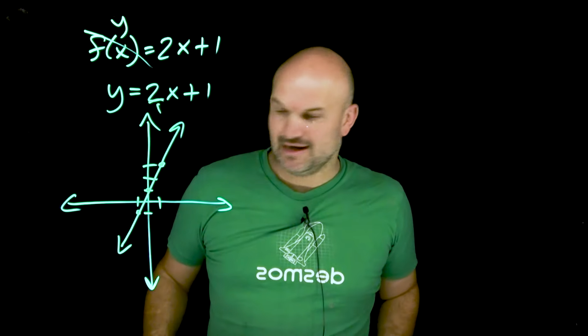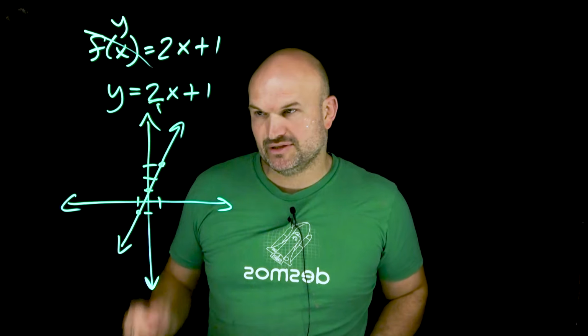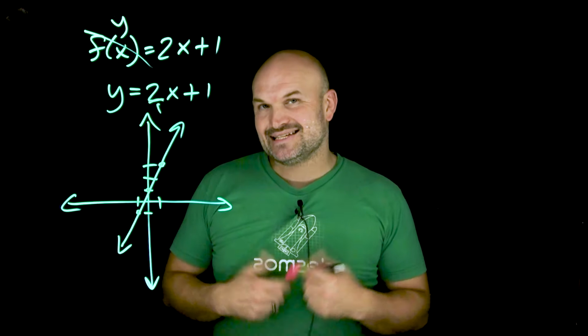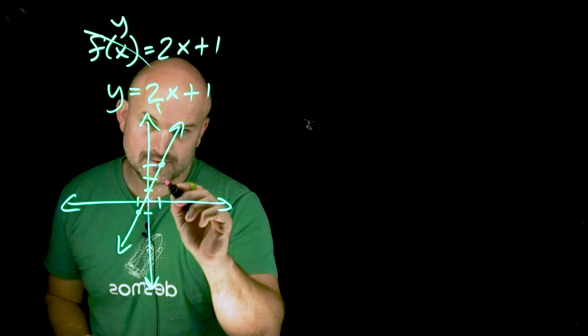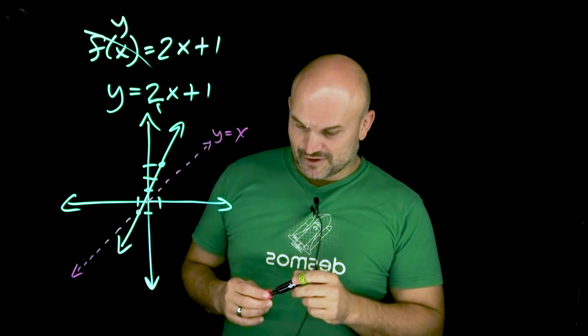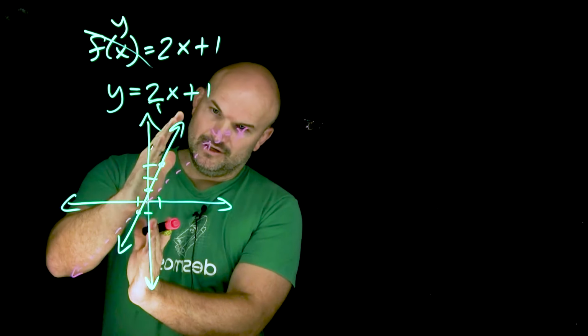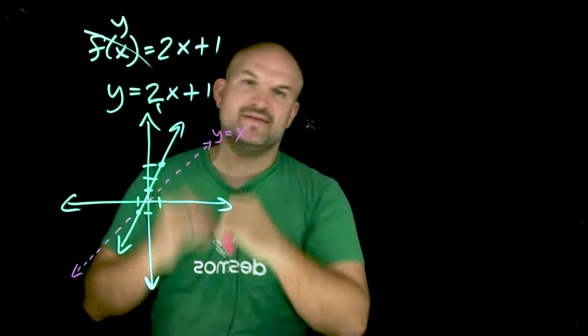Now, when we're first learning about identifying the inverse of the function, one thing we do is we talk about the symmetry between a function and its inverse. And that symmetry is going to be about the y equals x axis. So if we were going to take this graph and find the inverse of that, what we would simply do is reflect it about that y equals x line.